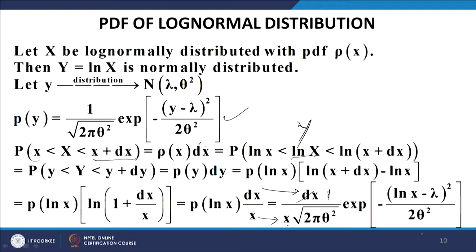This is the PDF of the log normal distribution, where lambda and theta are the mean and variance of log of x. Please note this point carefully. Lambda and theta are the mean and variance of log of x. Mean and variance is easy to compute.